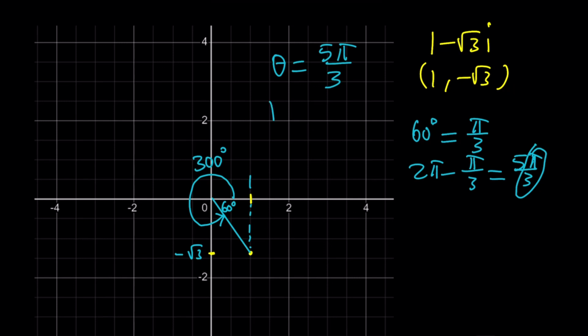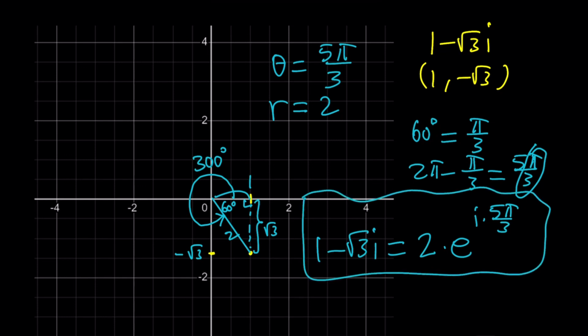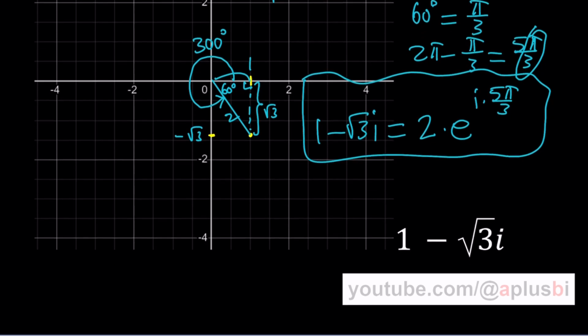and r would be the hypotenuse of a 30, 60, 90 triangle. This is root 3 in length, and this is 1. So how would you find the hypotenuse? That would be 2, because it's twice the shorter leg. Therefore, r would be 2. And now we got everything we need. 1 minus root 3i can be written as 2 times e to the power i times 5 pi over 3. Awesome. That's pretty much how you write it in polar form, in the most compact form.